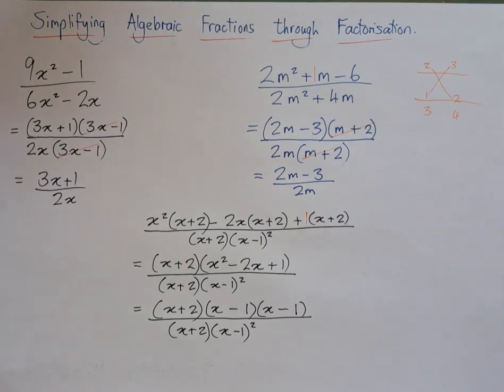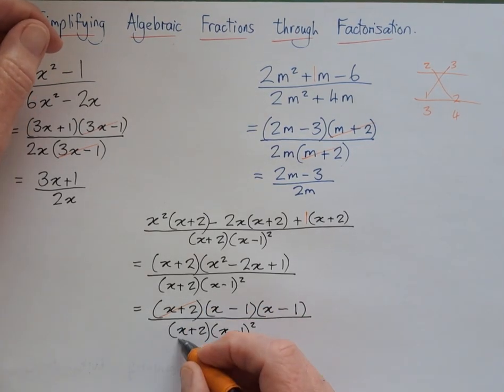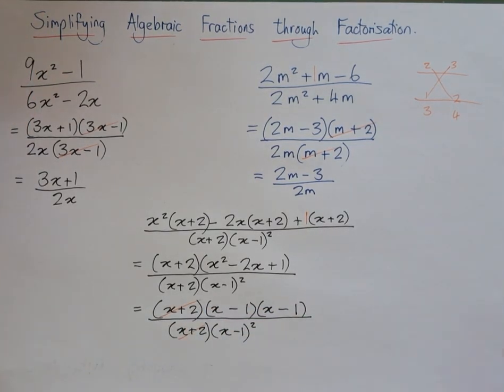So I have something very interesting here. I've already said that x plus 2 and x plus 2 could cancel. And I also mentioned just now that x minus 1 all squared means x minus 1 times x minus 1, which is exactly what we've got there. So x minus 1 all squared is actually allowing me to do that.